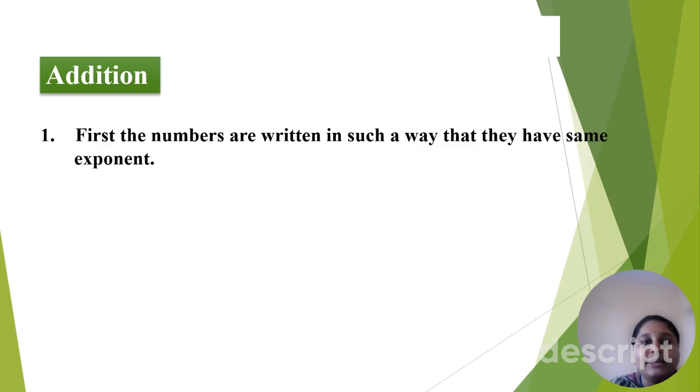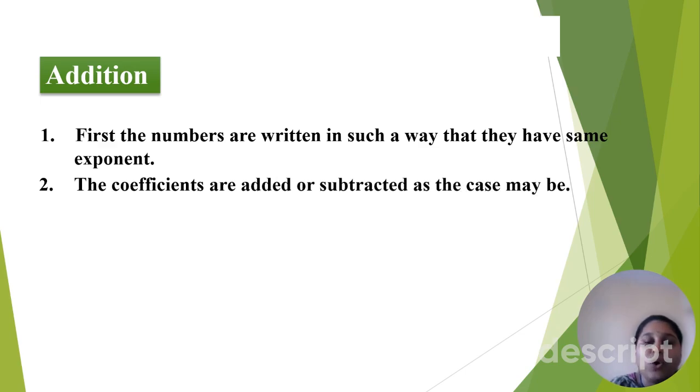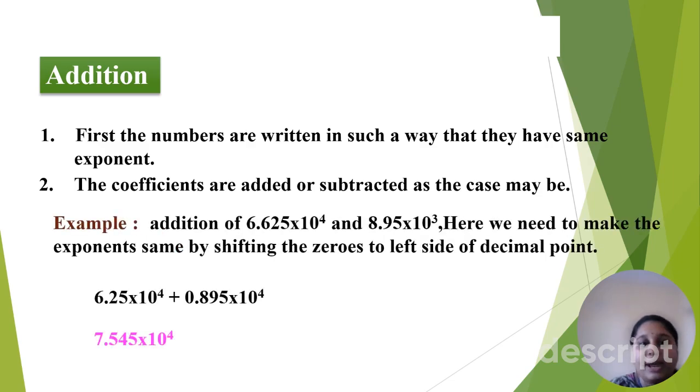So the next is addition. We have to write the numbers in a way that they have the same exponent. The coefficients must be added or subtracted. So addition of 6.625 into 10 power 4 and 8.95. We have to first shift the decimal to the left so that we can make all the exponents the same. Here it is 10 power 4 and 10 power 3, we have to make it 10 power 4 and then add. If we shift the decimal point to the left, you get the above value.